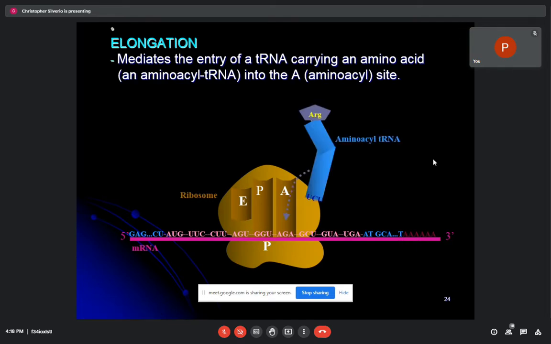Okay, here is now the transfer RNA carrying an amino acid arginine, and it has an anticodon known as UCU. Anybody know what will be the codon of this anticodon UCU?